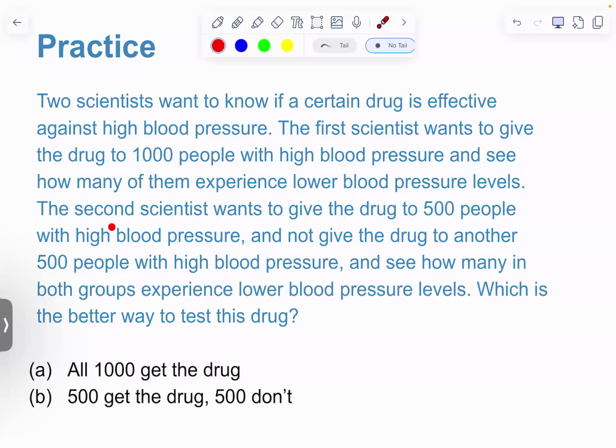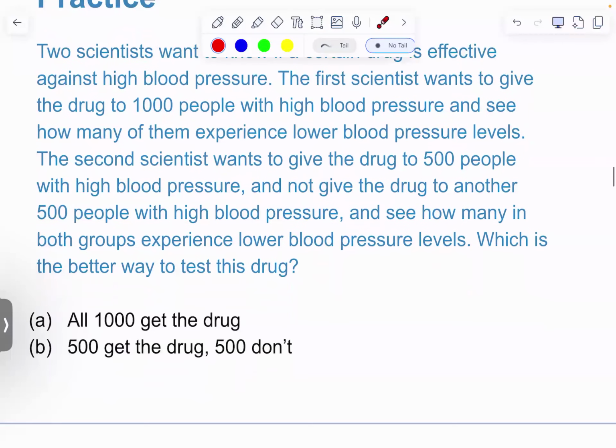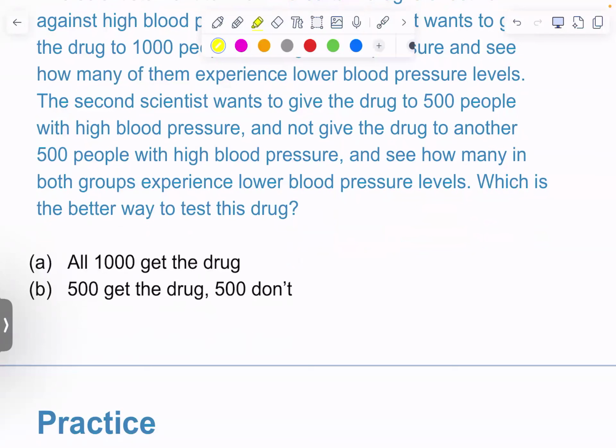So that's where the second scientist comes in. The second scientist wants to give the drug to 500 people with high blood pressure and not give the drug to another 500 people with high blood pressure, and see how many in both groups experience lower blood pressure levels. Which is the better way to test this drug? If you want to compare the two, I'd say you should have a treatment group and a control group, right? Because then you'll know if the change is due to the treatment, or just by random chance alone.